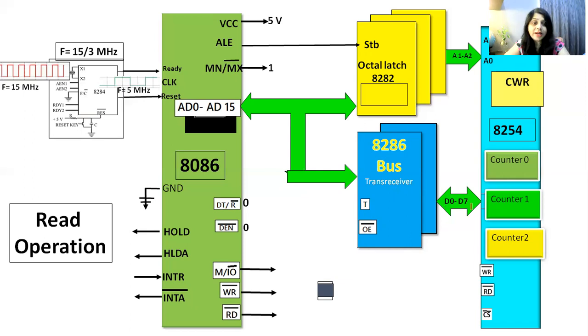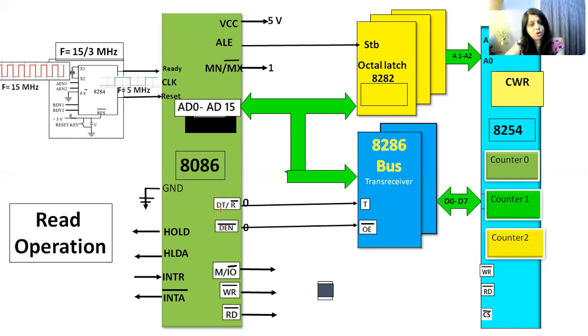8254 has a data bus buffer in which there is an 8-bit data bus D0 to D7, which is connected to the data bus of 8086 through 8286. This DEN bar, data enable bar of 8086, is connected to the output enable bar of the 8286 bus transceiver, and data transmit slash receive bar of 8086 is connected to the transmit input of 8286. We know that this data transmit slash receive bar decides the direction of data flow.